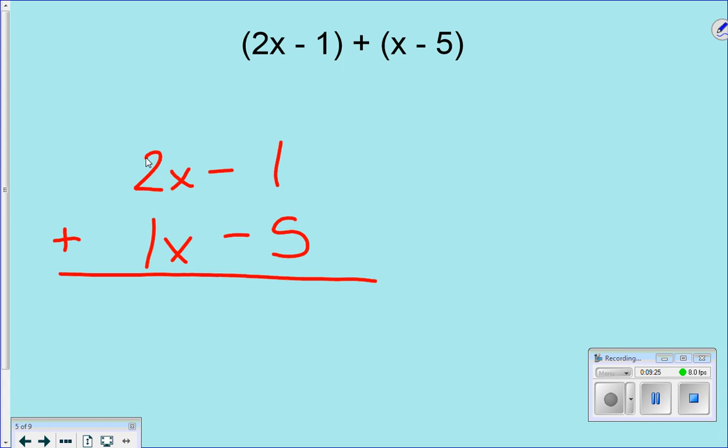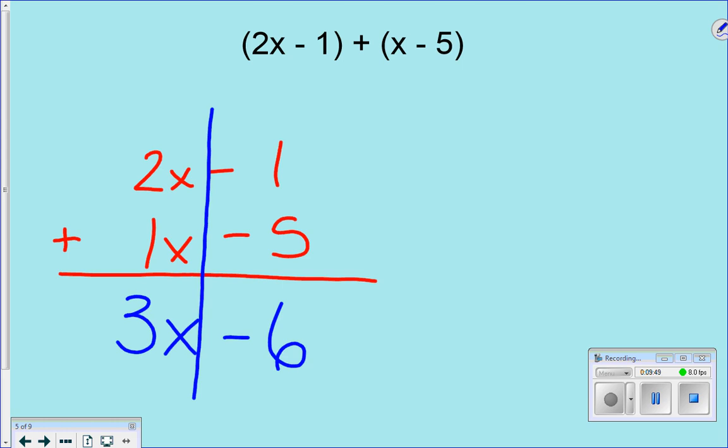Then I would split them up, because like I said, we're going to treat them like two different problems here. So I would do this, remember? This would be a negative 1 plus a negative 5. Negative 1 plus negative 5 would be negative 6. So negative 6 on this side, 2 plus 1, 3x. There's your answer, 3x minus 6.